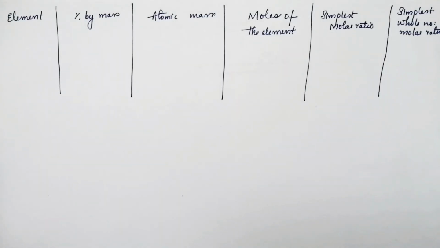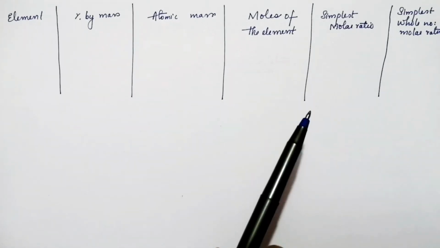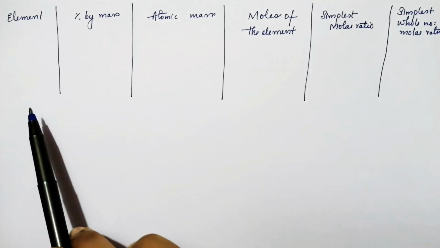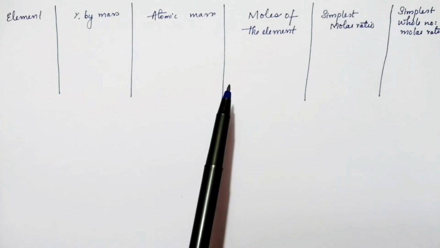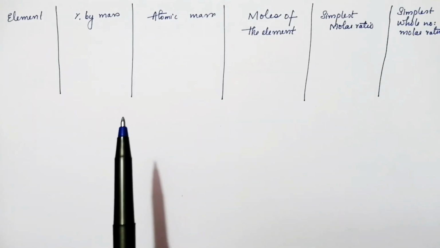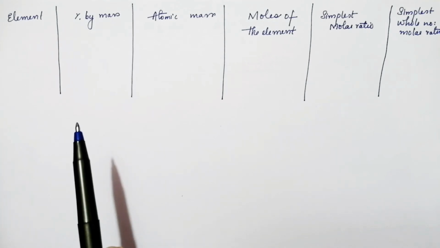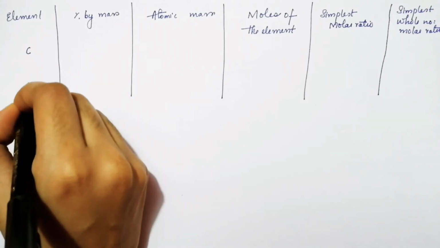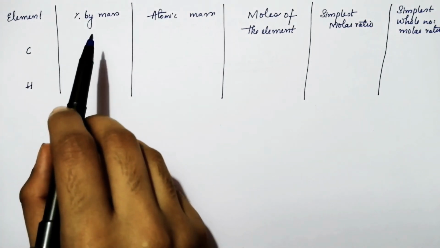In this question, we are first asked to calculate the empirical formula. In order to calculate the empirical formula, let us create this table wherein we are filling up the element, percentage by mass, atomic mass, moles of the element, simplest molar ratio and simplest whole number ratio. Now we know in this question it is clearly stated that we are going to talk about two elements, carbon and hydrogen. Now the next column is to fill up the percentage by mass.